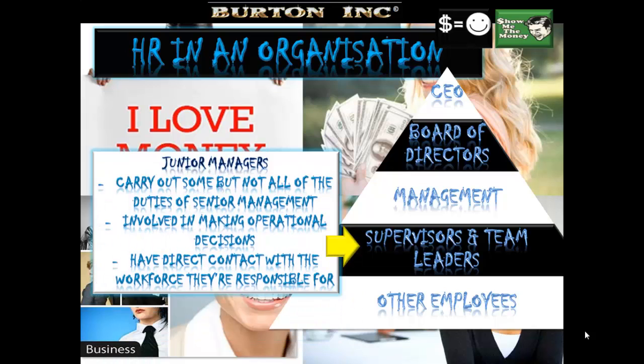Supervisors and team leaders is the next layer down. These can be thought of as junior managers. Now they're going to carry out some, but not necessarily all, of the duties of a senior management. Operational decisions, and these are the people who typically have direct contact with the workforce they're responsible for.